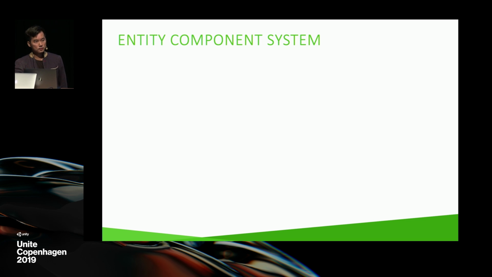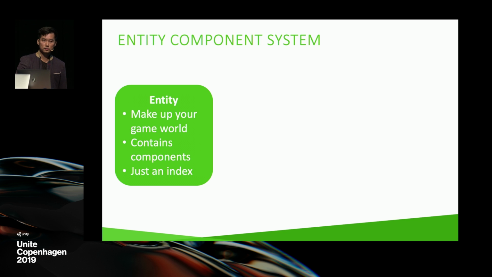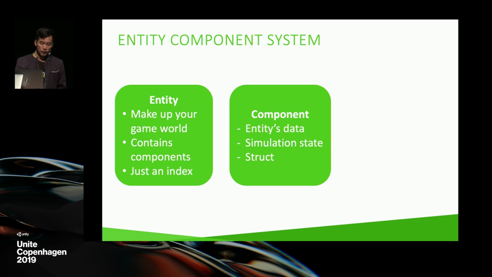So as the name suggests, entity component system has three parts. The entity is basically your game object replacement. It makes up your game world, contains components, and in terms of implementation in Unity ECS, it's just a single index number, an integer. The component stores the entity's data, and when you combine all components together, it is actually the simulation state. This is also the only place where you can store actual data. There's no logic, it's just data.